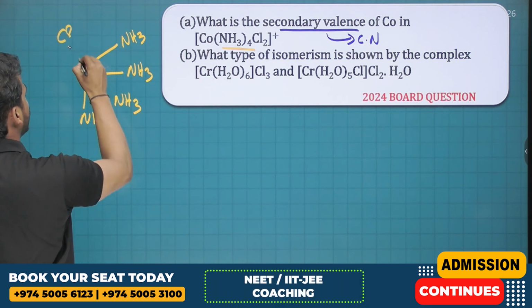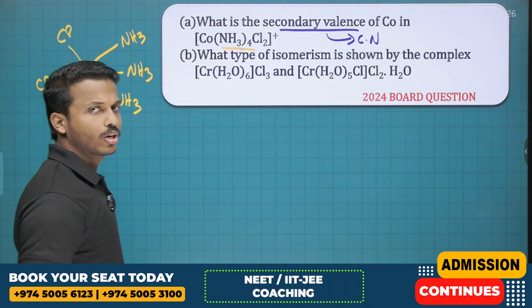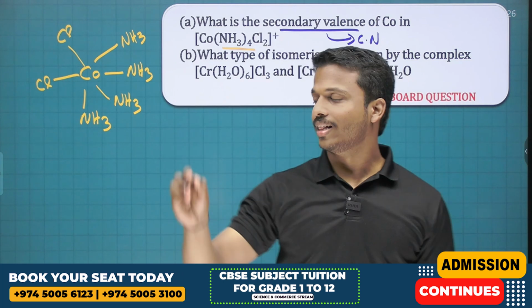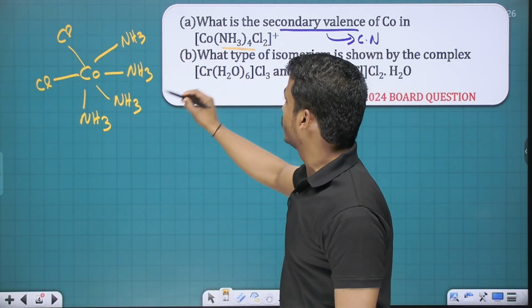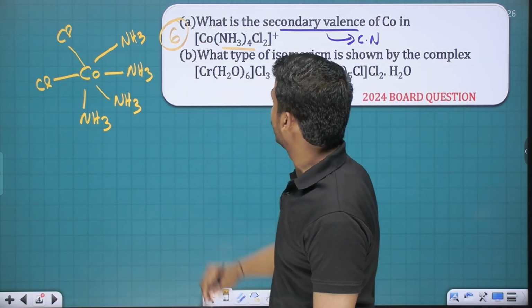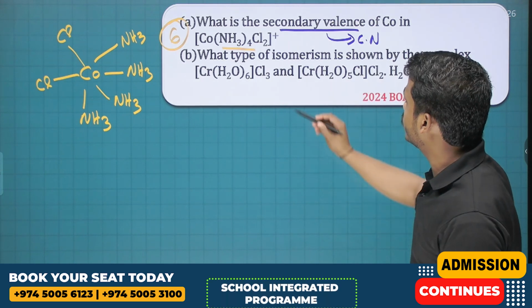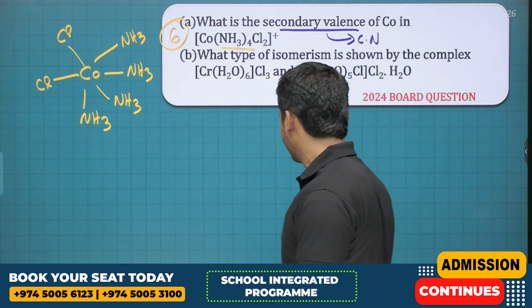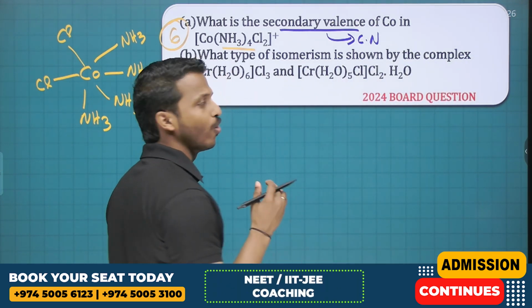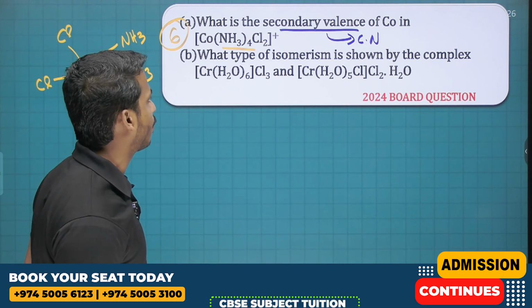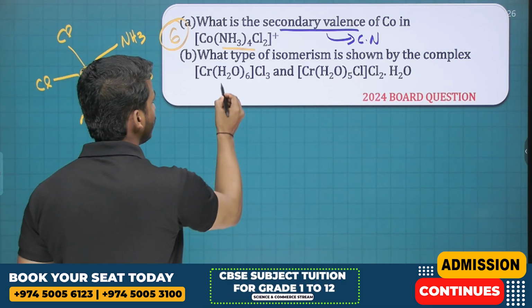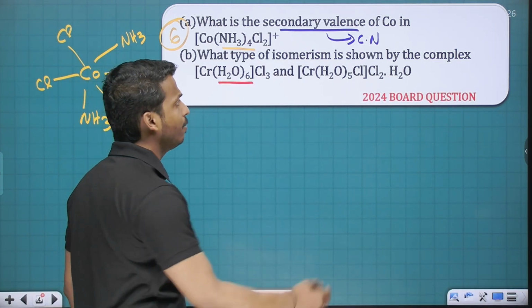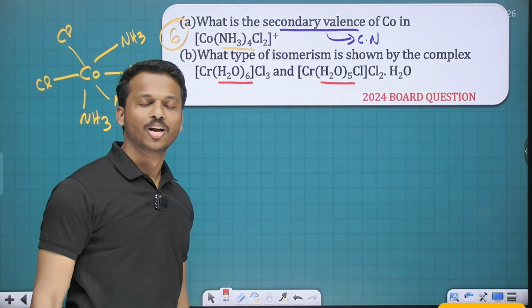And chlorine is also a monodentate ligand. So how many sigma bonds are there in total? There are a total of 6 sigma bonds, so the coordination number here is also 6. And next question: what type of isomerism is shown by the following complex? Can you see what type of complex this is? Here H2O 6 times, here H2O 5 times. What is this?